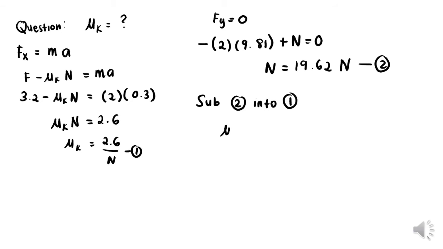So now substitute 2 into 1, so we can get the coefficient of kinetic friction to be 0.13. Okay, so for the coefficient of kinetic friction, there is no unit.